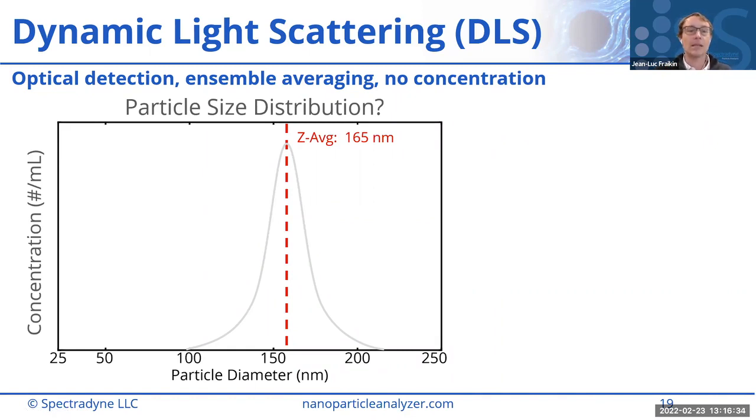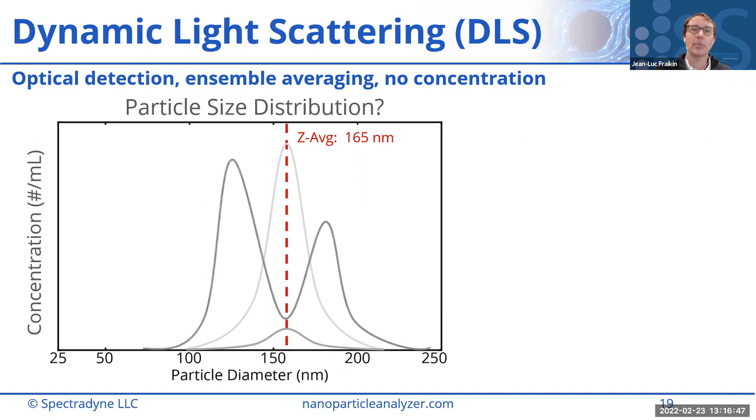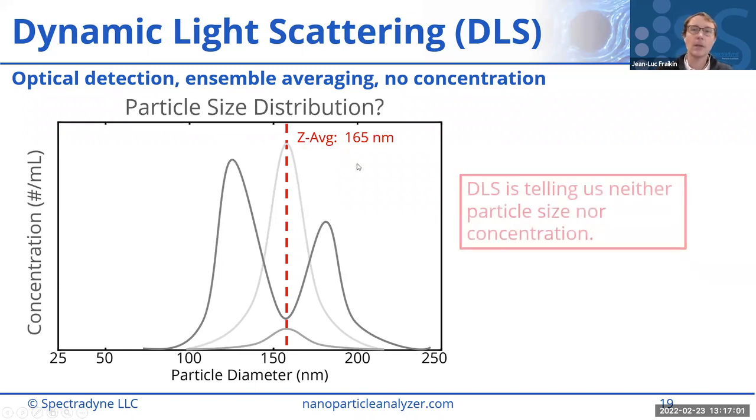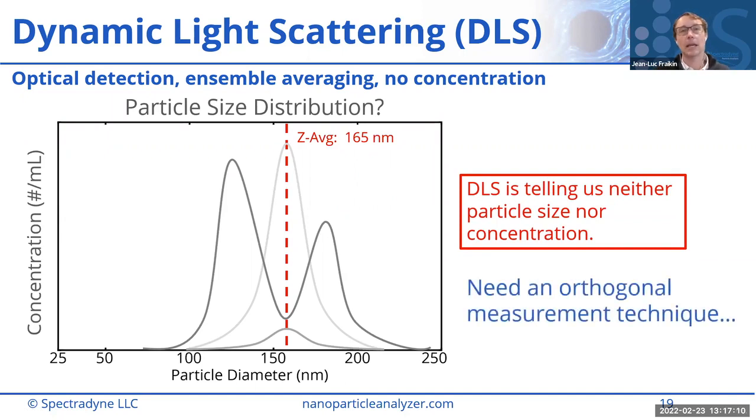However, you can get the same z-average from a much lower concentration version of the same thing. Remember, we're not getting any concentration information from this measurement. And you could also get this z-average from a much more complicated particle size distribution like this one. Here we have a lot of small particles, but they scatter less strongly than these fewer big particles, and on average they generate something in between, like 165. So really, dynamic light scattering is telling us neither the particle size nor the concentration of particles in the sample. What we need to get at what's really going on here is an orthogonal measurement technique.